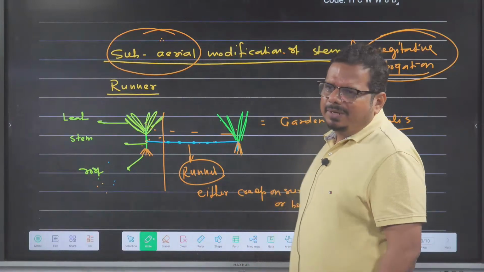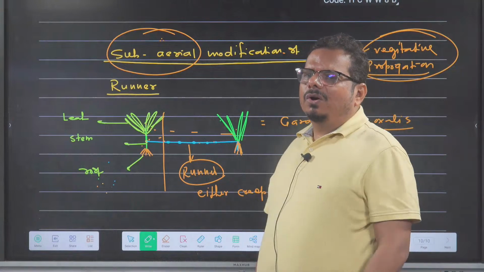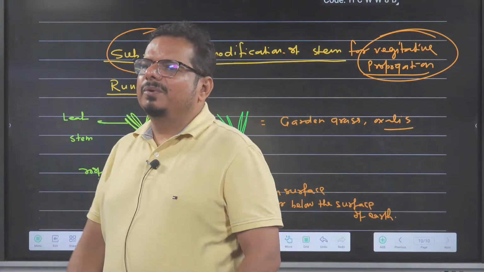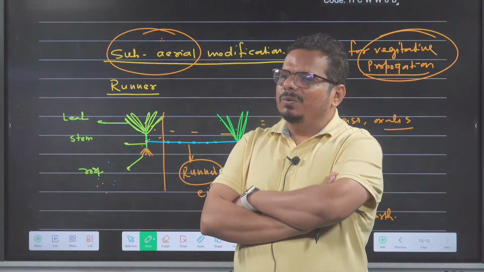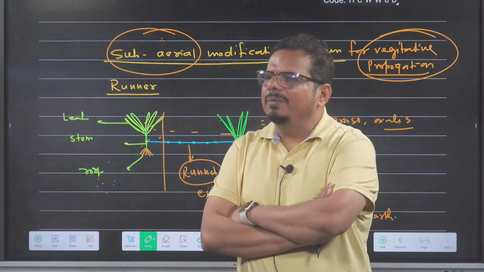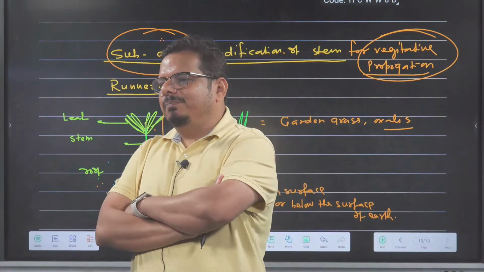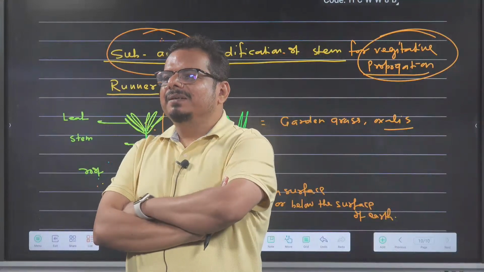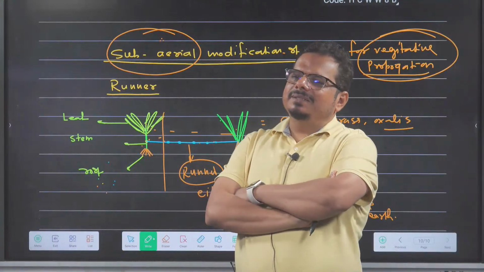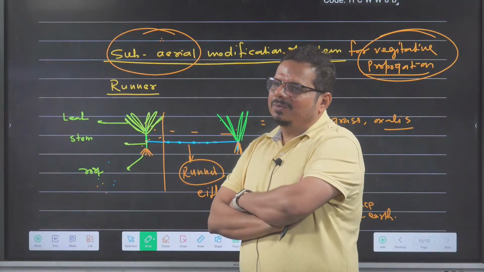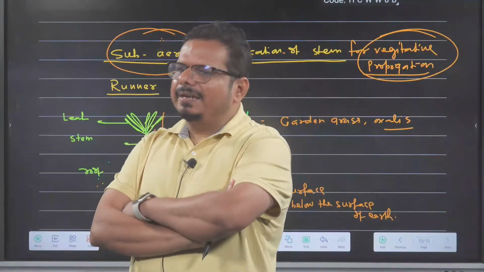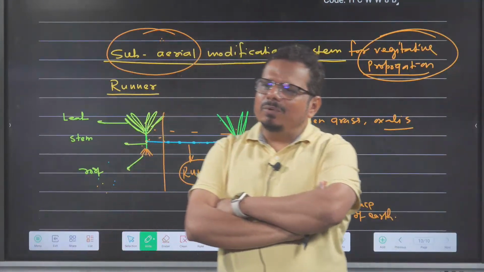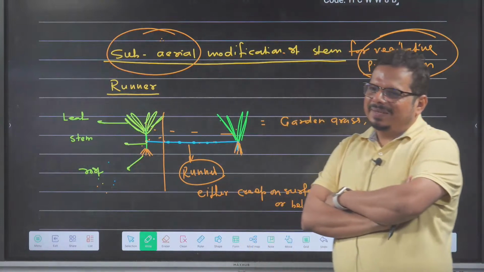So I am just giving you a general idea that all underground and subaerial modifications of a stem are used in and can perform vegetative propagation. You keep a note in your mind that all underground and subaerial modifications of a stem perform vegetative propagation, meaning a new plant arises from the stem. Are you getting the idea?